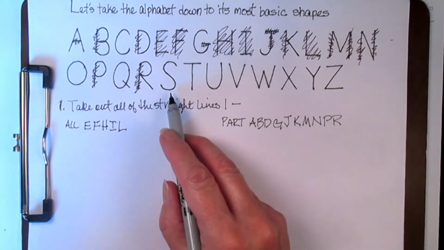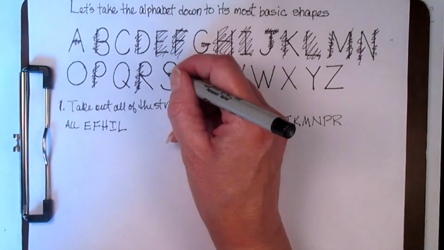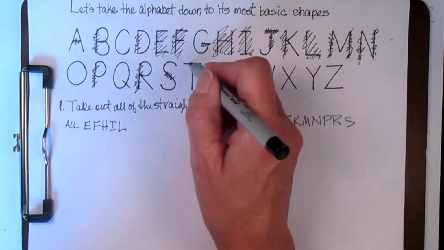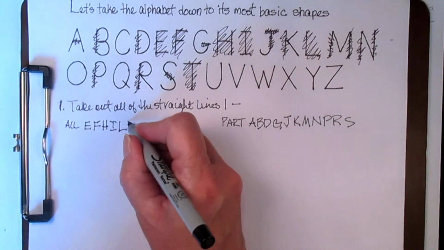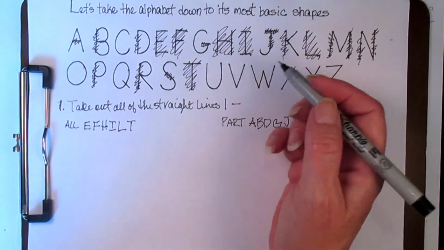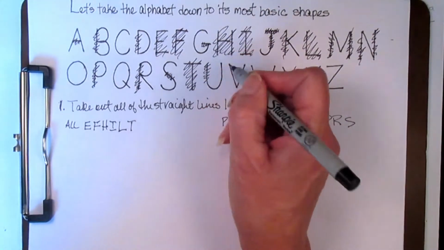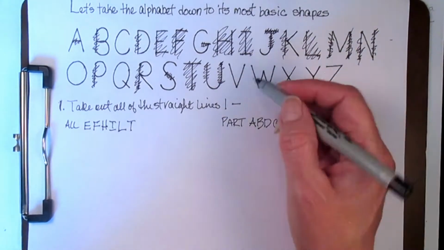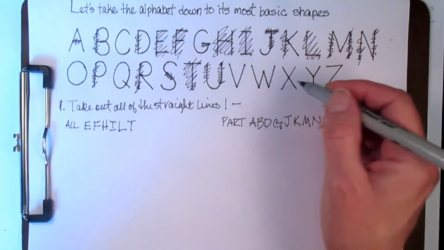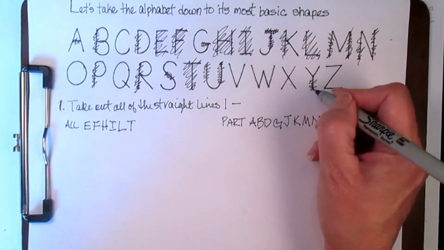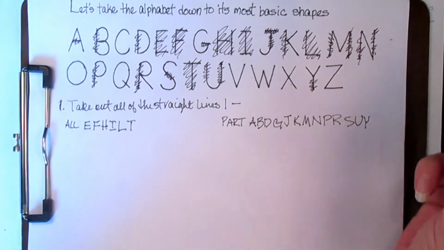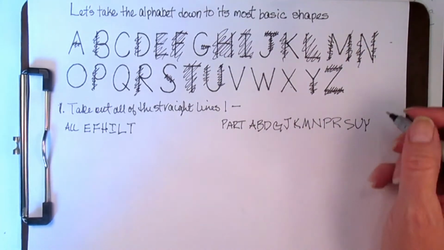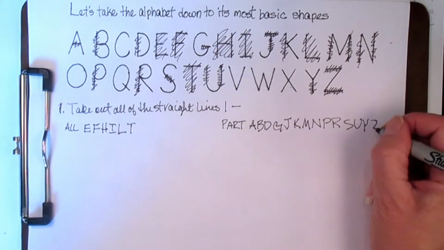On the S, we can take out the center section. Oops! Well, that's a diagonal. On the T, take out the whole thing. On the U, we can take out the vertical sections. And now on the V, can't take anything out. W can't. X can't. On the Y, you can take out the vertical section. And on the Z, you can take out both of the horizontal sections. So now we've marked out everything that has vertical and horizontal lines.